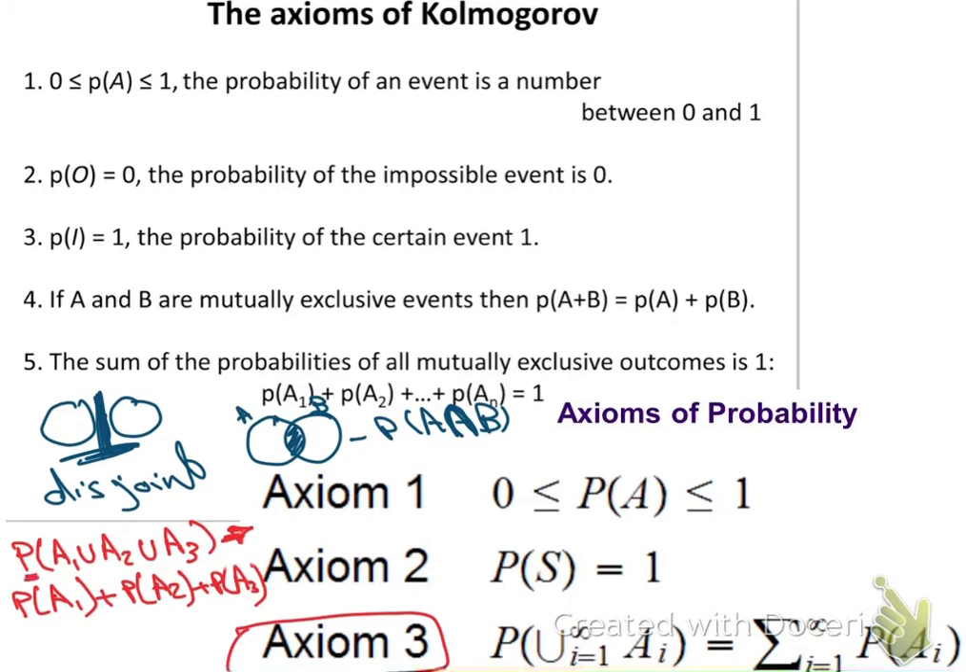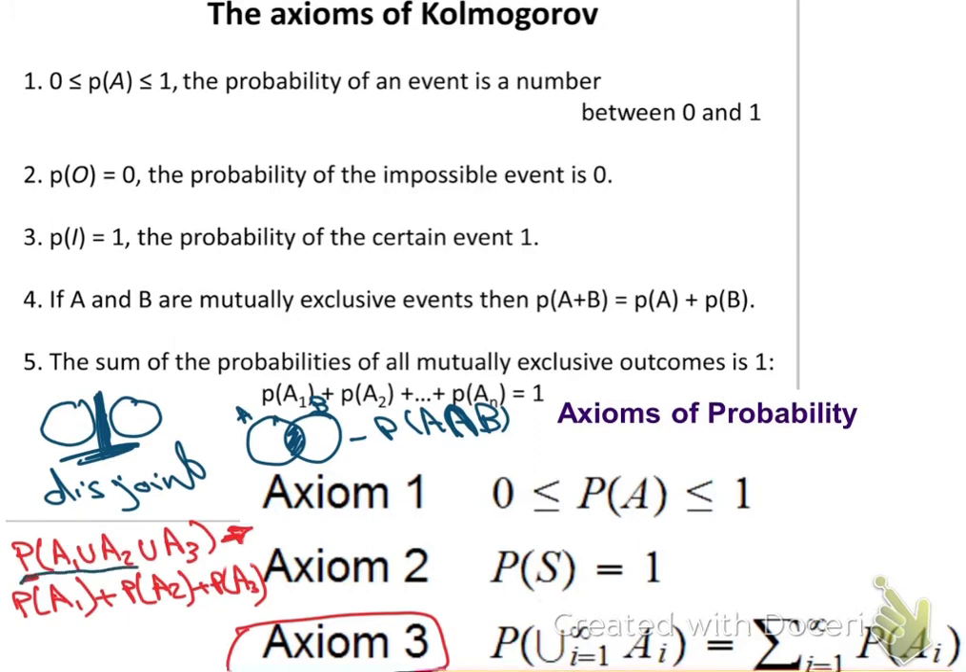As we can see in axiom 3 here, if I have the probability of A1 union A2 union A3, because this is the probability of unions, it will be the probability of A1 separately plus the probability of A2, plus the probability of A3, and so on. We have to sum or add all of them together. So I can write this to avoid complication and a lengthy formula.